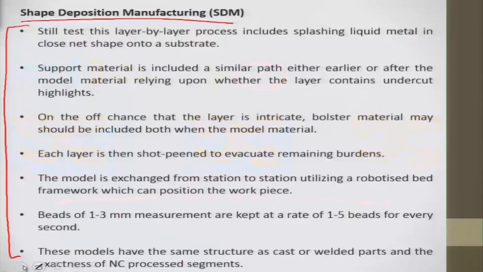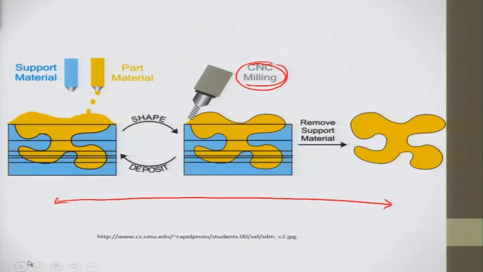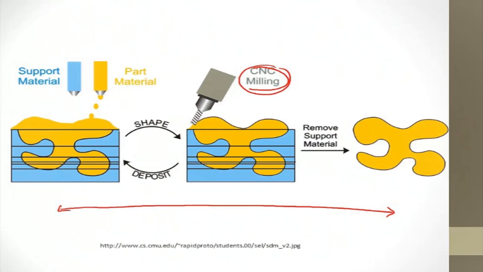So in this case, this shape deposition is there. The shaping and deposition are being done alternately. So with this, we are left with one session on rapid prototyping, then this module will be complete.